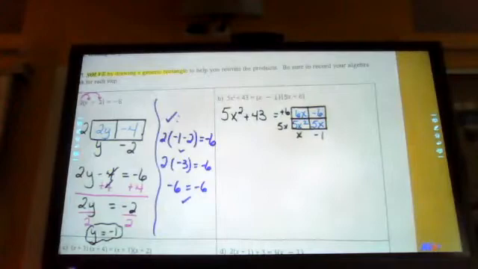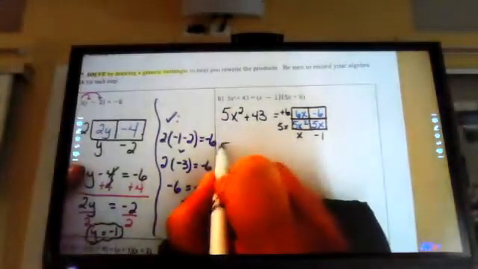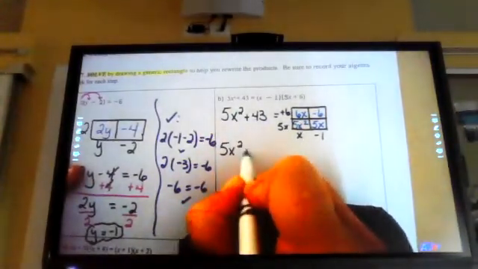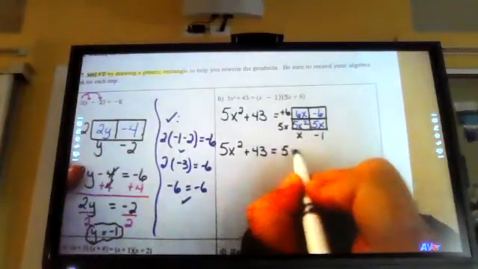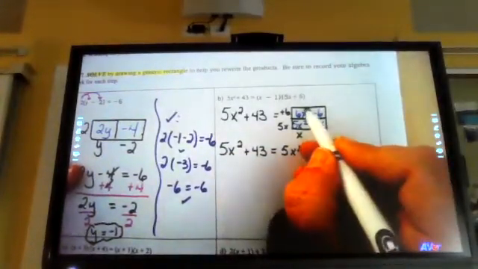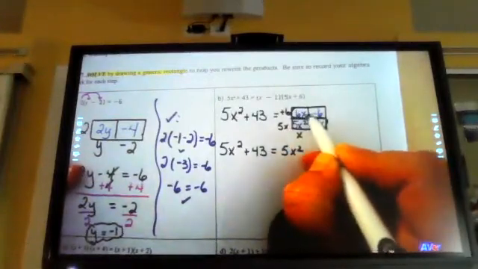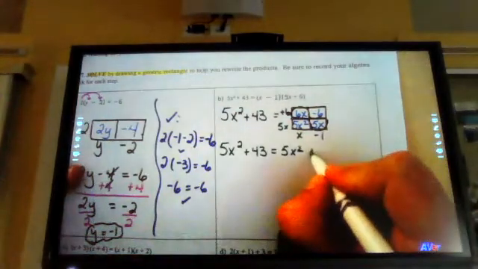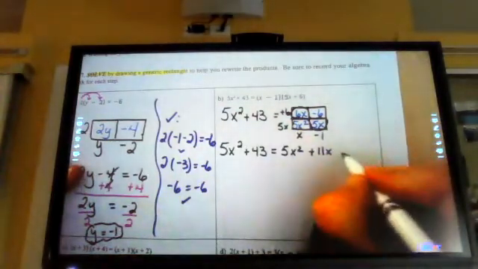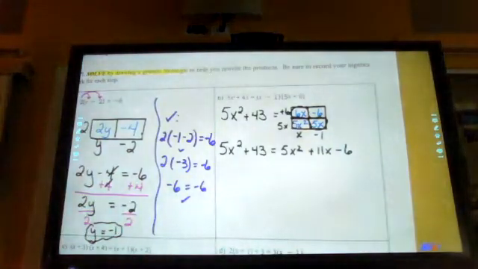Don't forget that you have how many x's. That's the part that students tend to forget. And so my left-hand side didn't change, but now my right-hand side is 5x squared. Notice all we're doing is writing the area as a sum here. How many total x's do you have? Well, you have 6x plus 5x. That's 11x, and I have a negative 6 for my units.